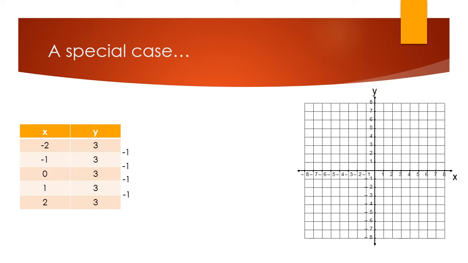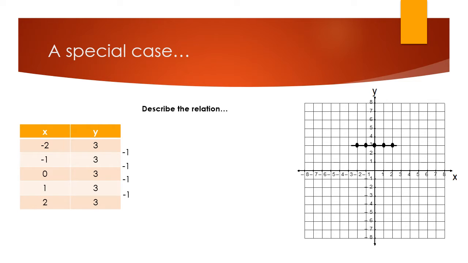But when x equals -2, y equals 3. When x equals -1, y still equals 3. X equals 0, y equals 3. X equals 1, y equals 3. X equals 2, y equals 3. So let's graph it. It's pretty straightforward. -2 and 3, -1 and 3, 0 and 3, 1 and 3, 2 and 3. Draw your line.